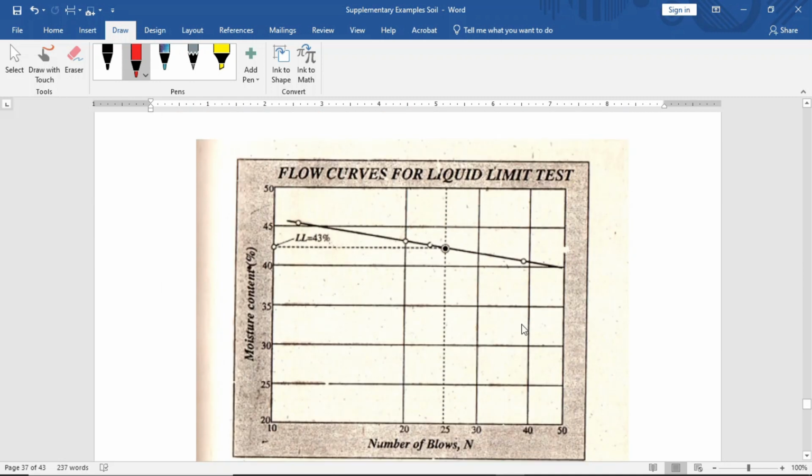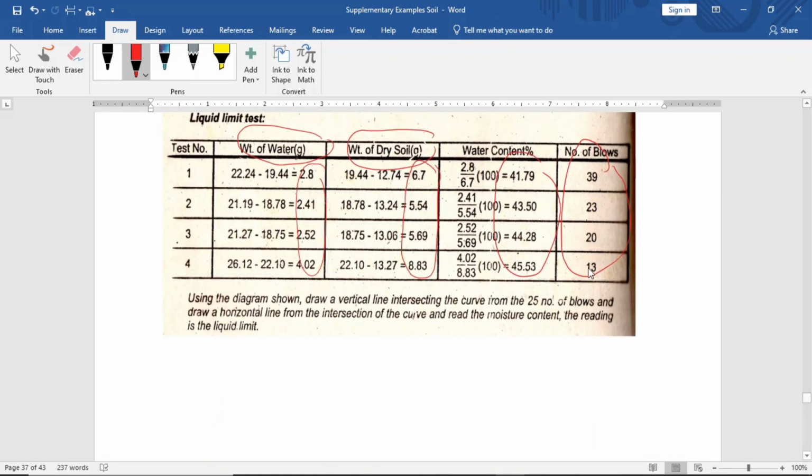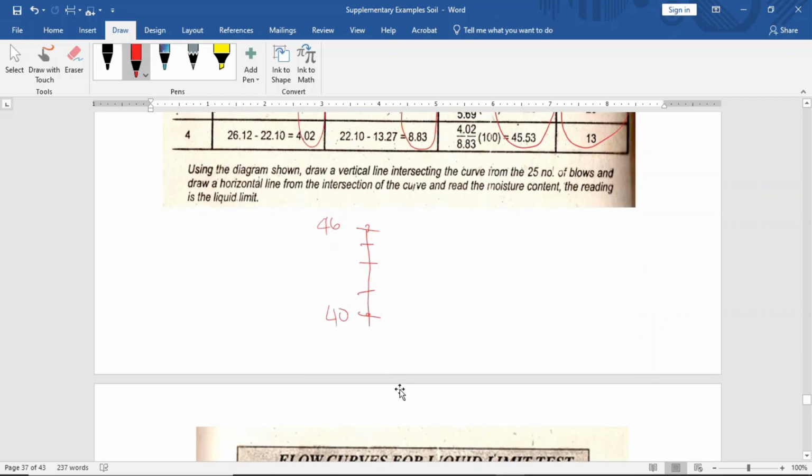Okay. Ito na yung curve natin. Pwede nyo mas liitan yung interval natin. For example, dito, yung moisture content, ang pinakababa is 41.79. So, pwede nyo gawin yung parang ganito lang. Parang gawin nyo 40 to 46, para mas maliit yung interval natin, para masukat natin ng mas accurate yung liquid limit natin. So, kung mas okay sa inyo yan, go.